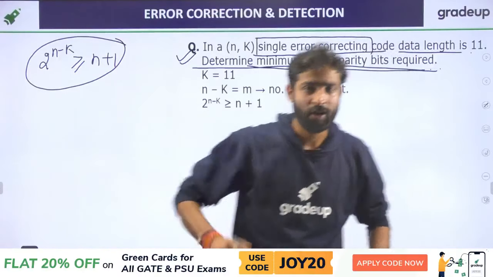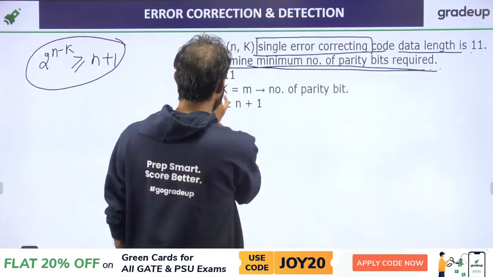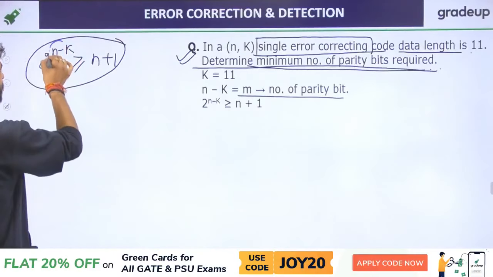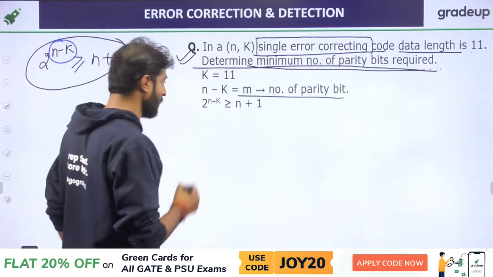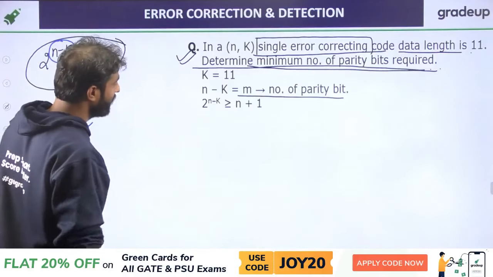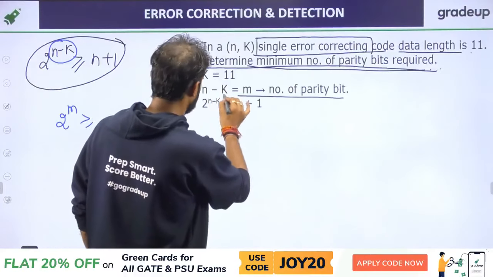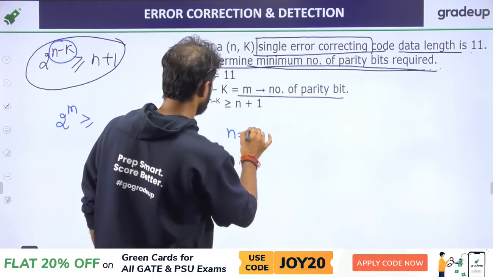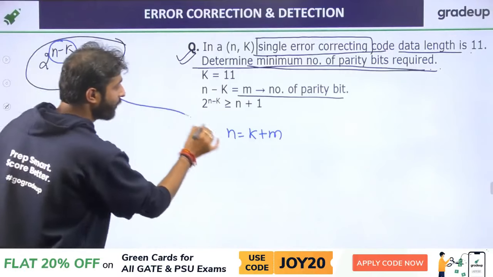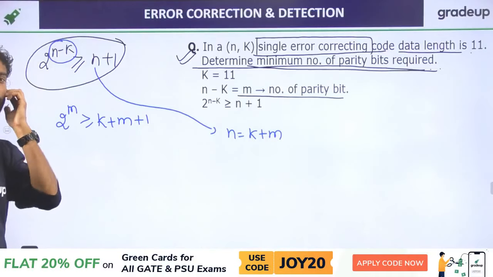Yes, Anu, correct answer. So if you want to find out the value given in the problem, just remember, I'm writing n minus k equal to m, the number of parity bits. You are all aware of n minus k. So I'm writing n minus k as m, where m is the number of parity bits. So I'm replacing: 2 raised to power m should be greater than or equal to n. So I can write n equal to k plus m. I'm writing n equal to k plus m plus 1, so at the place of n, I'm writing k plus m plus 1. m is the number of parity bits we should require for this question.